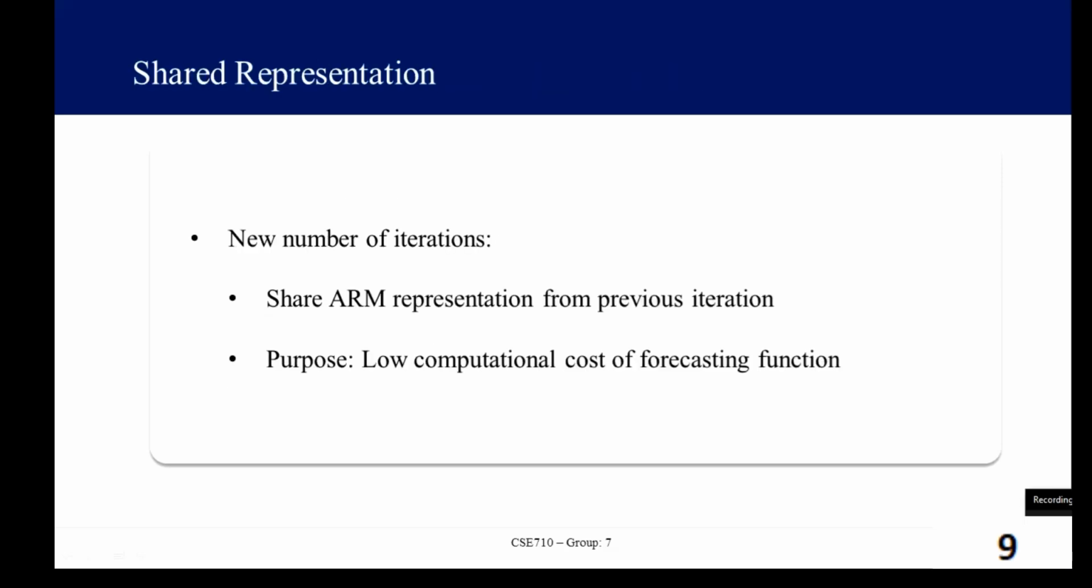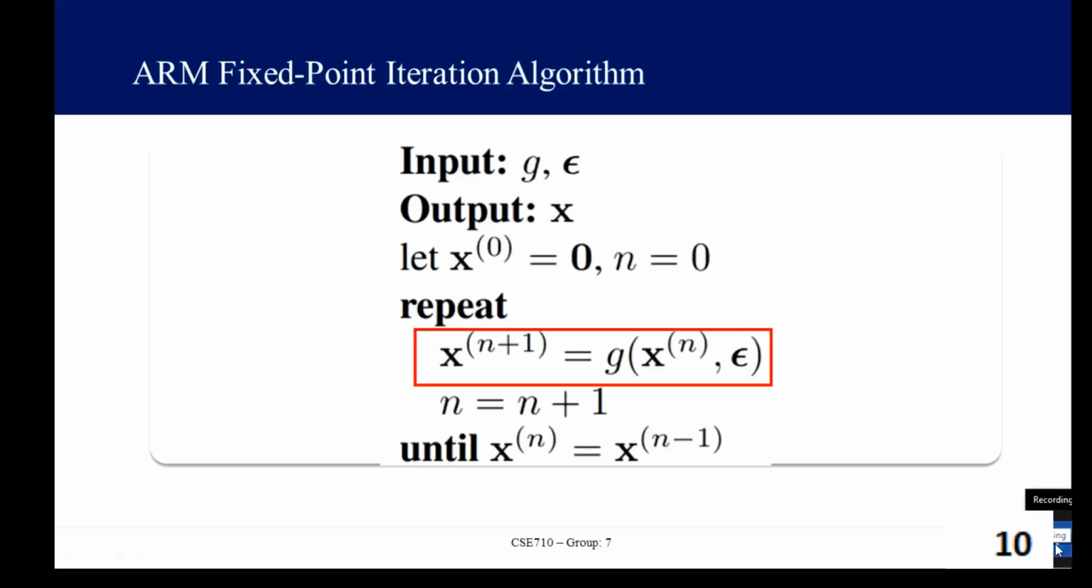In order to keep the computational cost of the forecasting function low in each new iteration, the ARM representation from the previous iteration of predictive sampling is shared with the forecasting function. The first forecasting method, ARM fixed point iteration, uses a function which is a combination of two things. One, any forecast obtained using the ARM reparameterization where noise is isolated. Two, the predictive sampling algorithm.